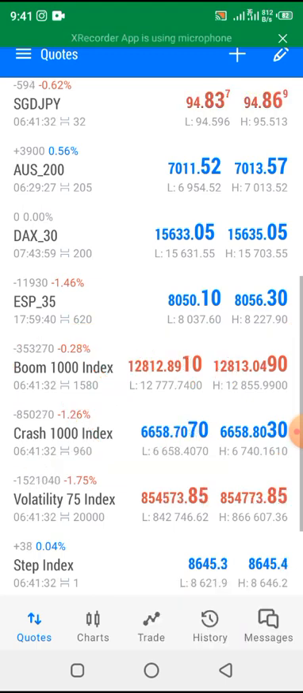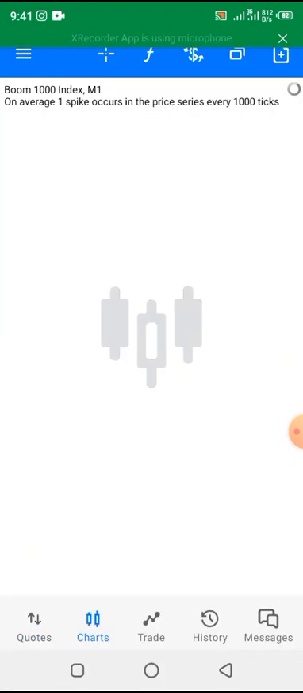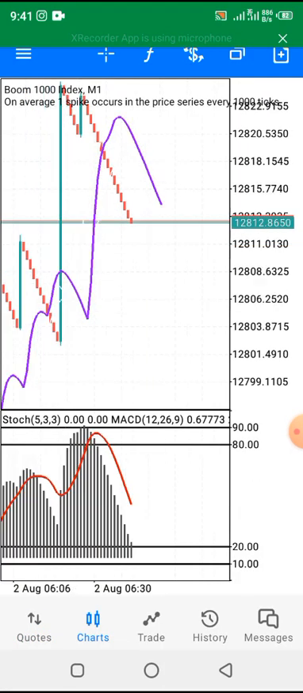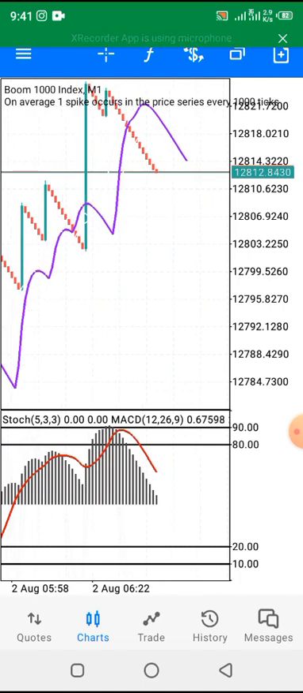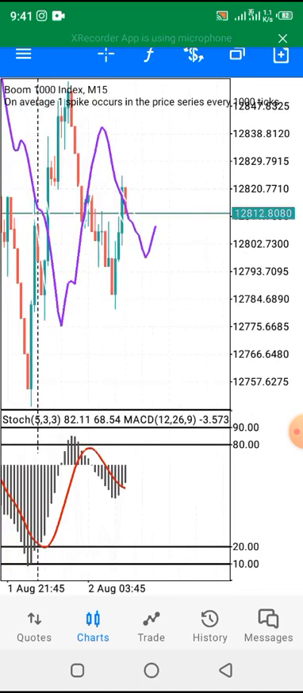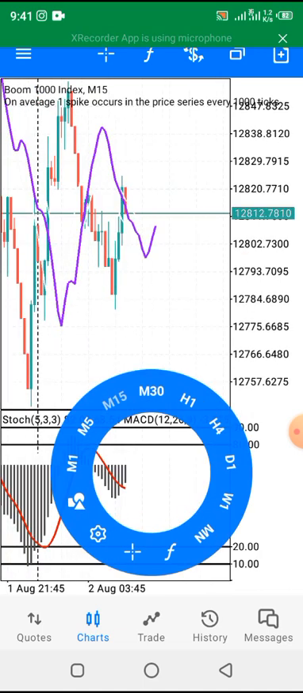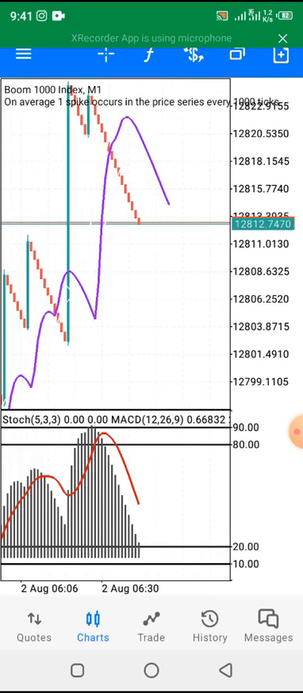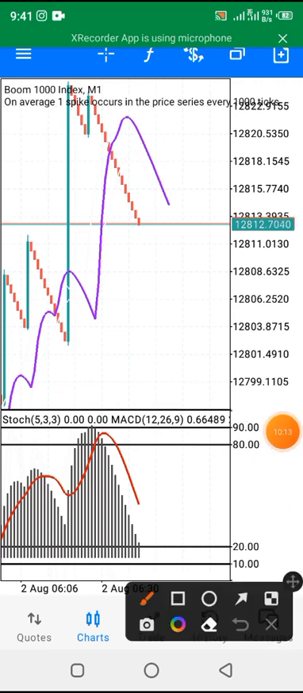Okay, so Boom 1000, let's just head straight and see what's happening. You can see also that there was a setup over here, but I don't think I can take this trade because it has already played out, right? I could have taken it earlier, but you have seen the same thing happen.